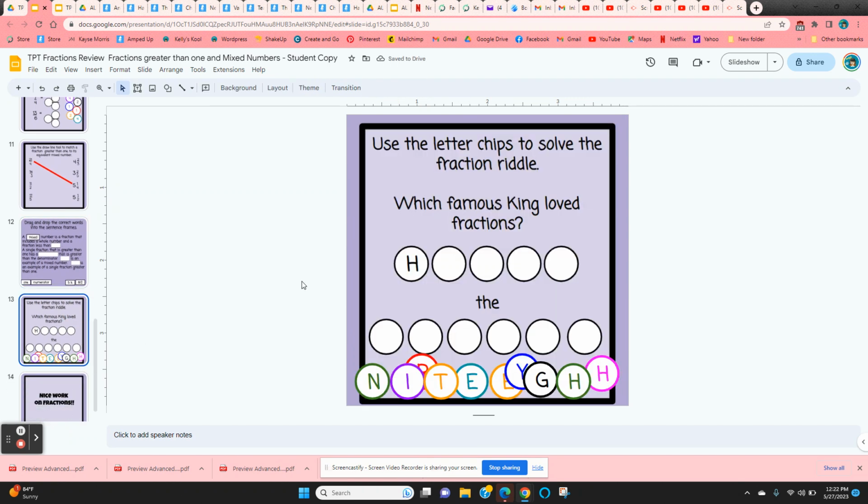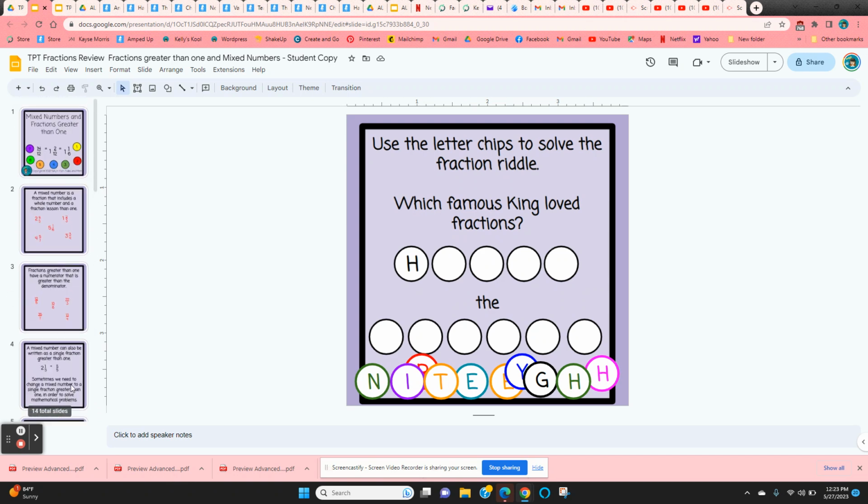The very last slide has a riddle, a fractions riddle. And here they're going to be using letter chips. So the challenge to the students that they figure out the answer to the riddle using these letters. And that is the lesson on mixed numbers and fractions greater than 1.